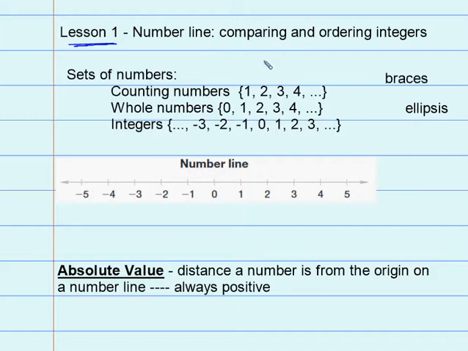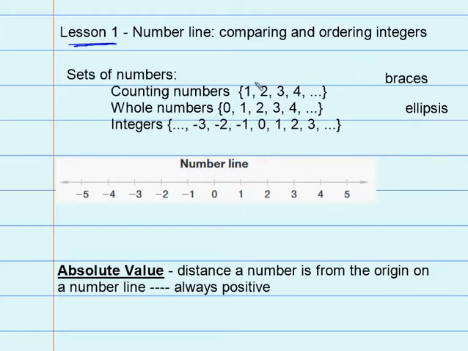Some vocabulary to write down, or some information to write down. We have 3 different sets of numbers in this first lesson. Counting numbers are the numbers you count by. They are 1, 2, 3, 4, and so on. Whole numbers are that same set of numbers, but they include the number 0 as well. And integers are all of those numbers, but they also include the opposites of the counting numbers.